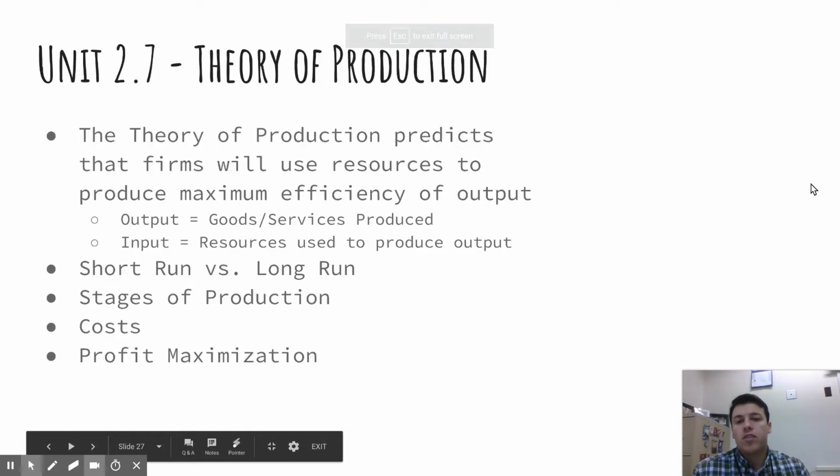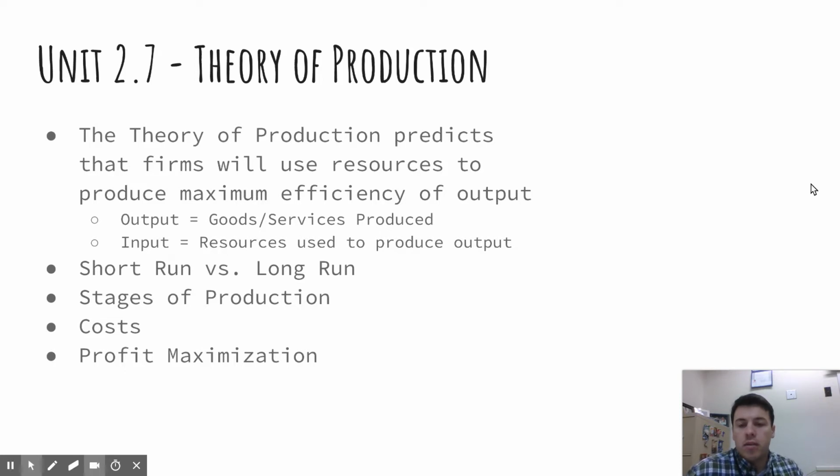Video 2.7 here, we're going to look at the theory of production. This is seeking to explain and predict how firms are going to behave and how they're going to use their resources in order to produce the goods that they're trying to produce in the most efficient way. So it's about trying to determine how many workers should we hire, how many units should we produce, and what price should we price them at based on the costs that we're incurring.